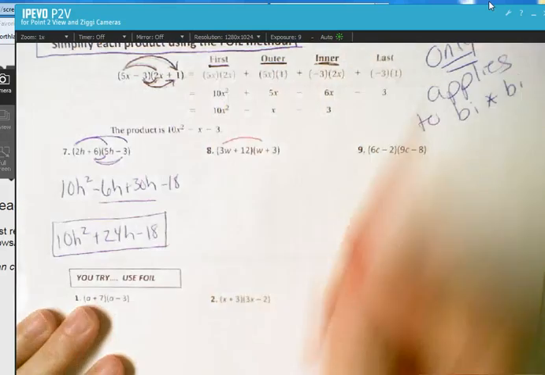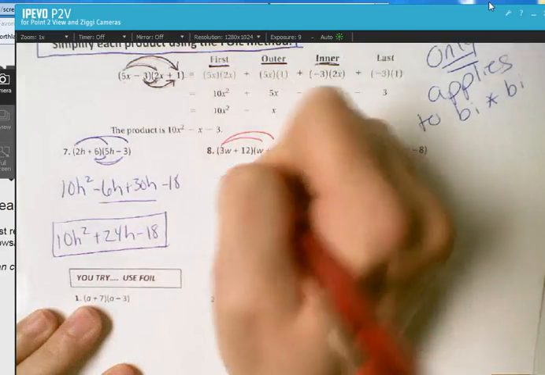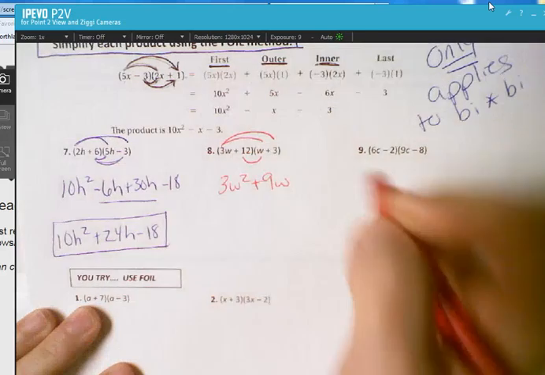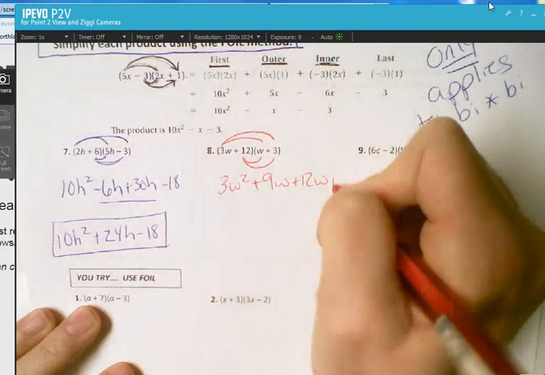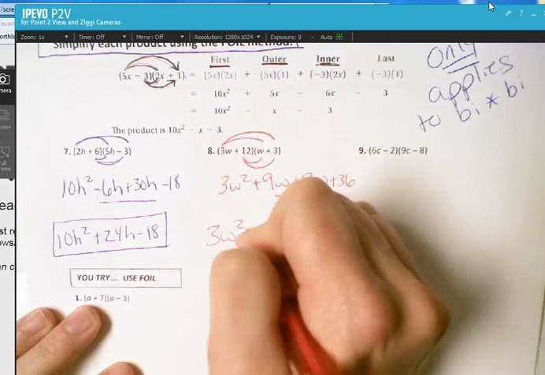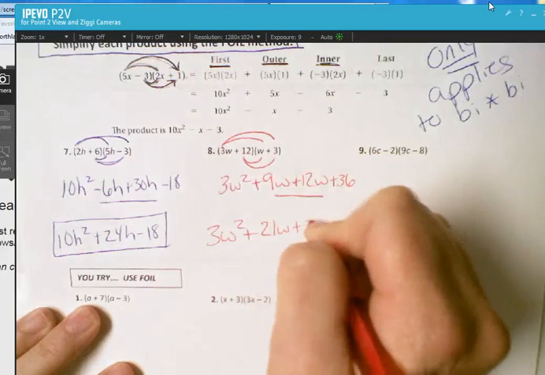So if we do first, I'm going to go here. 3 times 1 is 3w squared. 3w times 3 is a 9w. Then I do my inside ones, plus 12w. And then I do my last ones, plus 36. Combine like terms. 3w squared plus, what is that, 21? 21w plus 36.